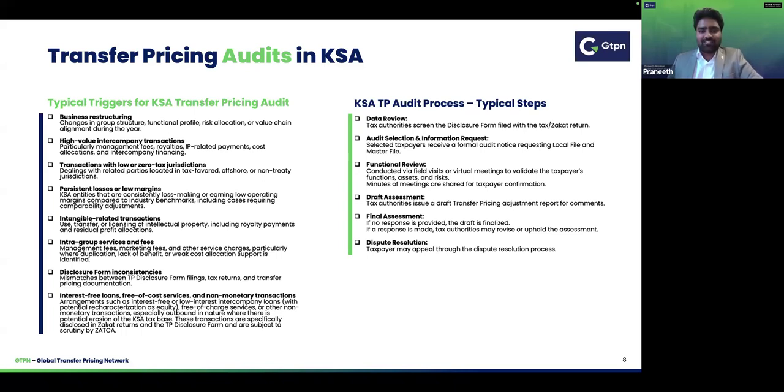That's where we have a dispute prevention tool in the form of APA, which is introduced. I'll let Rishabh take that up. Over to you, Anand.